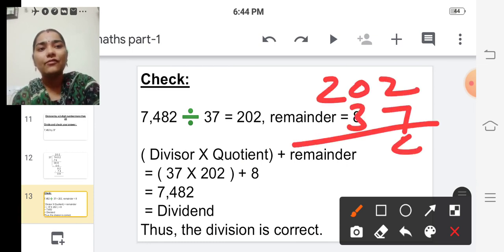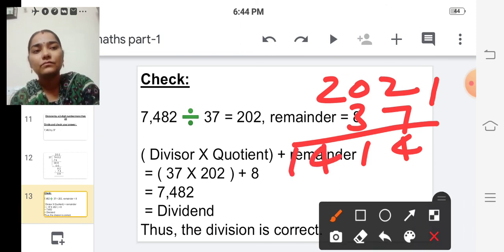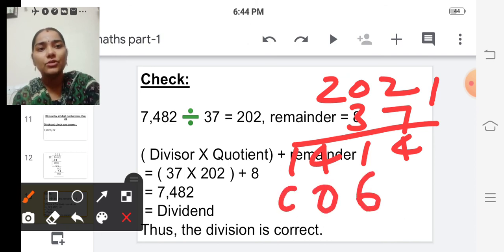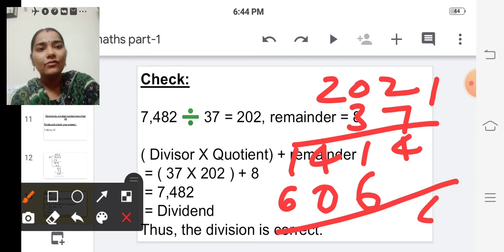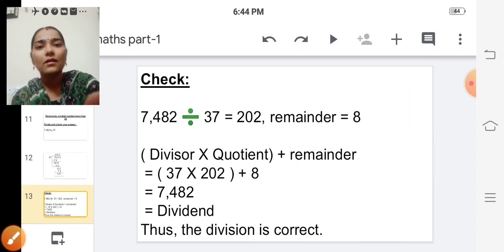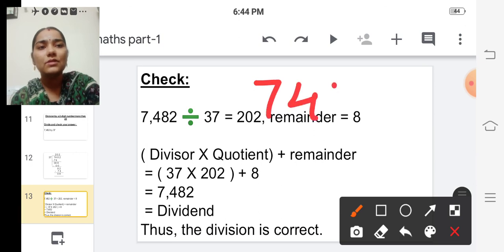Okay, so we are going to multiply 202 and 37. So 7 twos are 14, remaining 1. 7 zeros are 0, so 1. 7 twos are 14. And here 3 twos are 6, 0, 3 twos are 6. Answer is 7, 4, 7, 4. So we are going to add 7, 4, 7, 4, remember? 7, 4, 7, 4. And we are going to add 8.